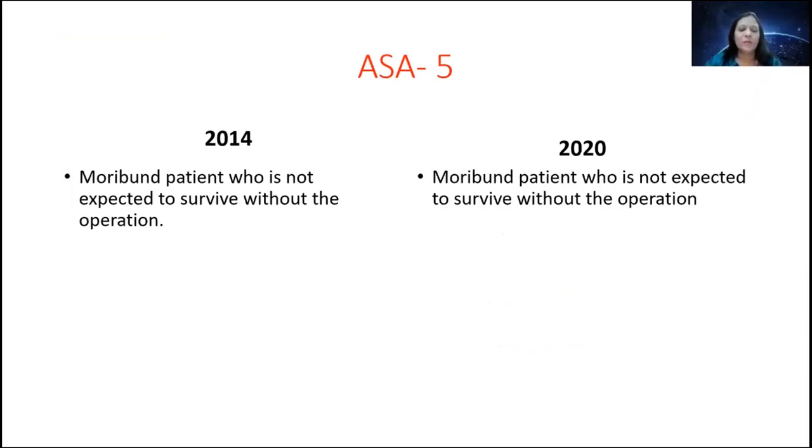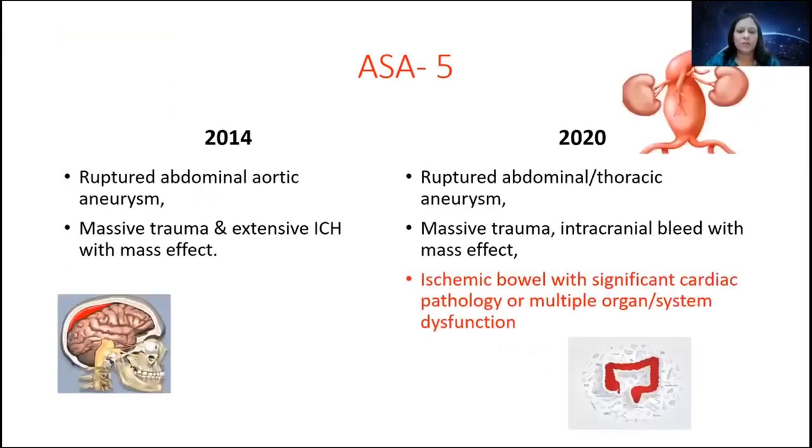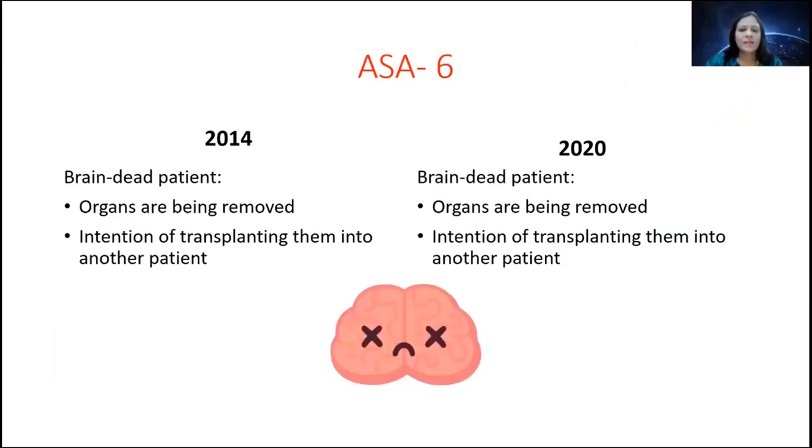Now, ASA5 in both the categories are moribund patients who are not expected to survive without the operation. In both the categories, examples of ASA5 included ruptured abdominal or thoracic aortic aneurysms or massive trauma with intracranial bleed with mass effects. But 2020 guidelines have further added that ischemic bowel with significant cardiac pathology or multiple organ or system dysfunction is ASA5. ASA6 in both the categories are brain dead patients where organs are being removed with the intention of transplanting them into another patient.